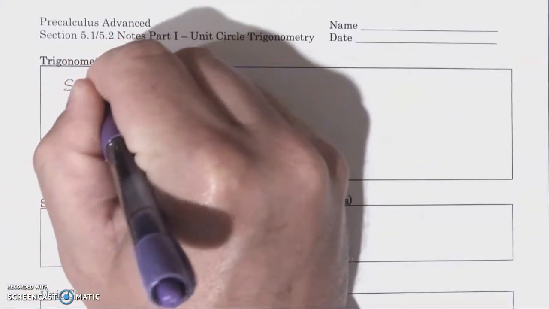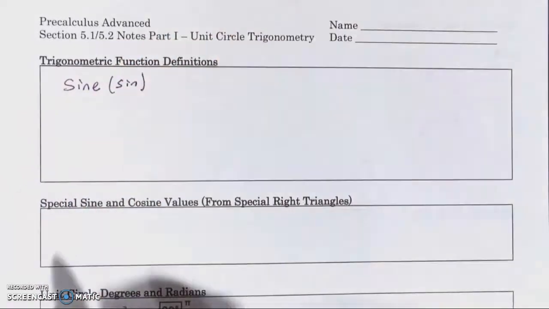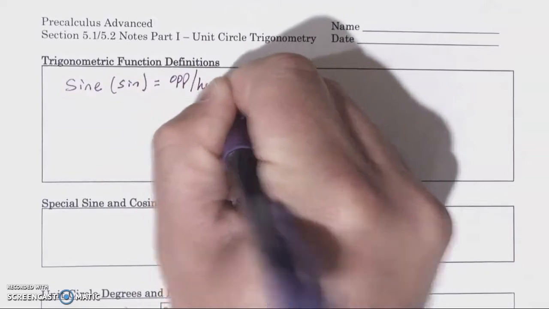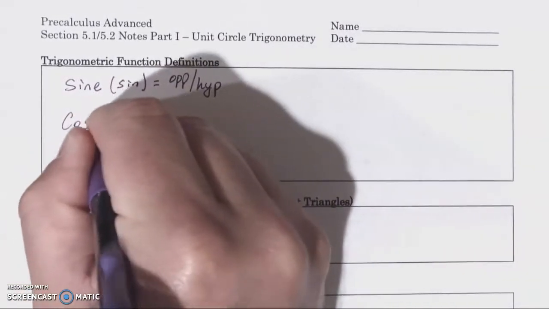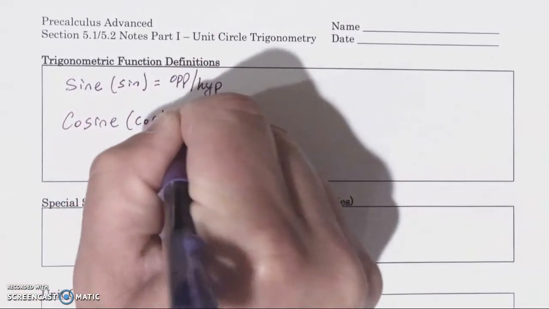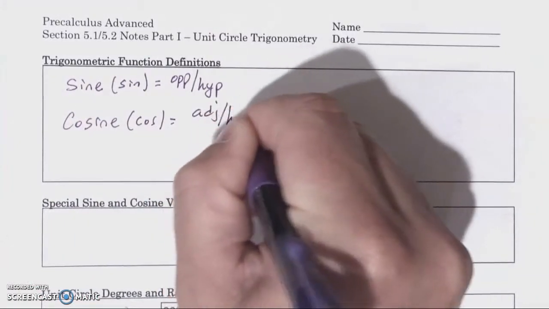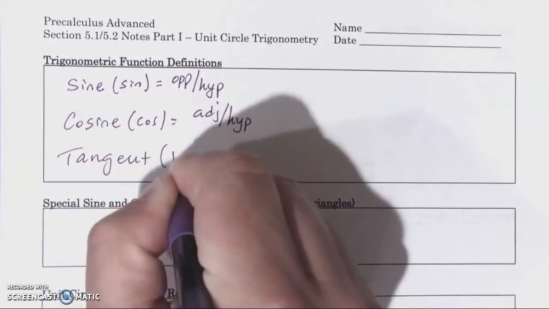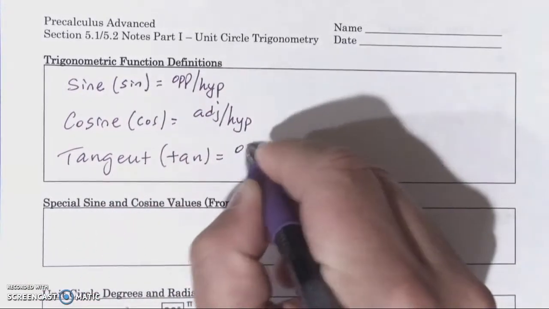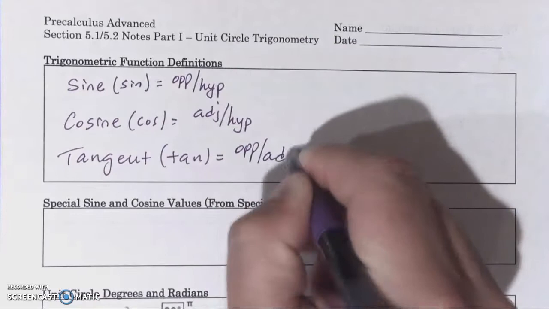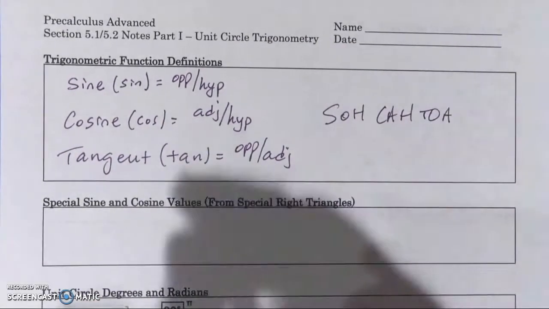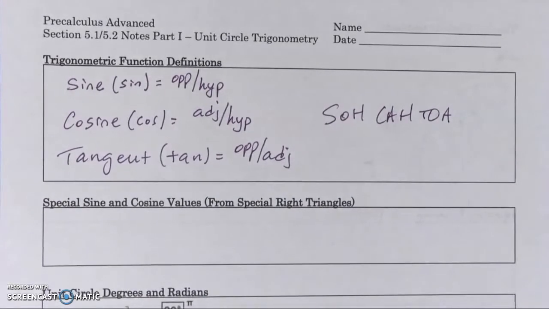So sine is the opposite over the hypotenuse. Cosine, COS for short, is the adjacent over the hypotenuse. Tangent, or tan for short, is the opposite over adjacent. And that was SOHCAHTOA.